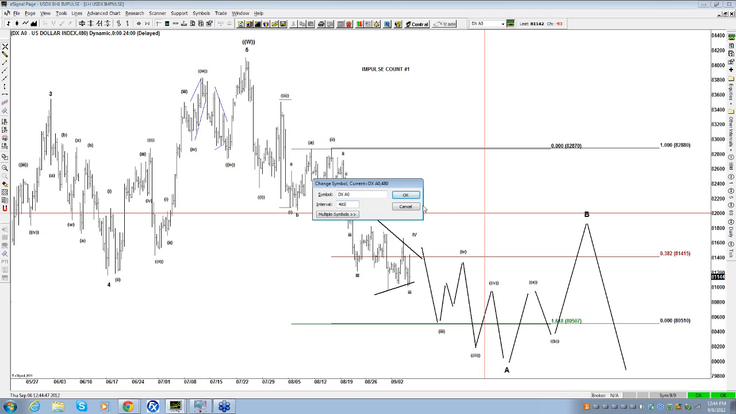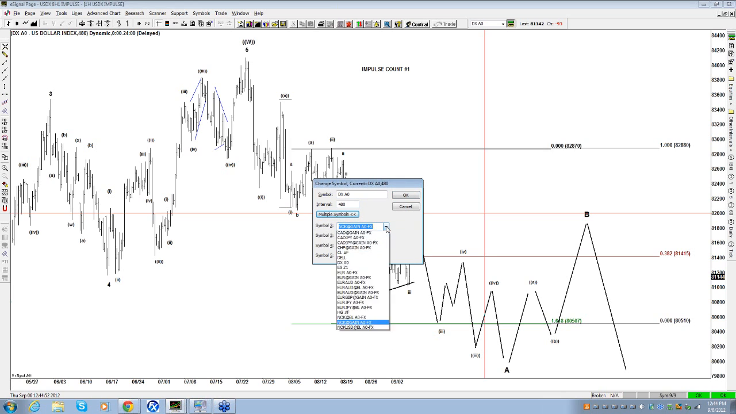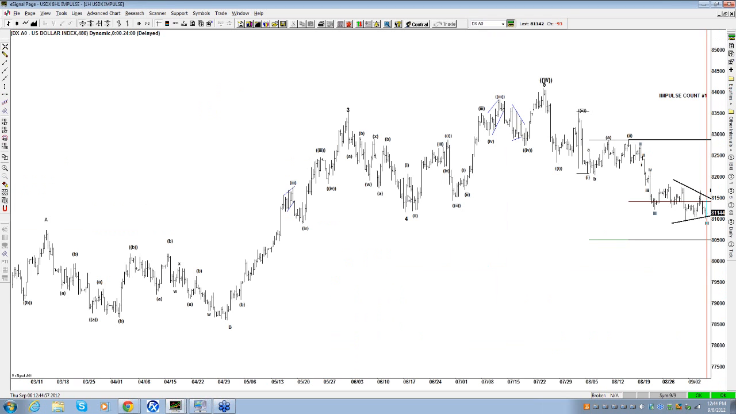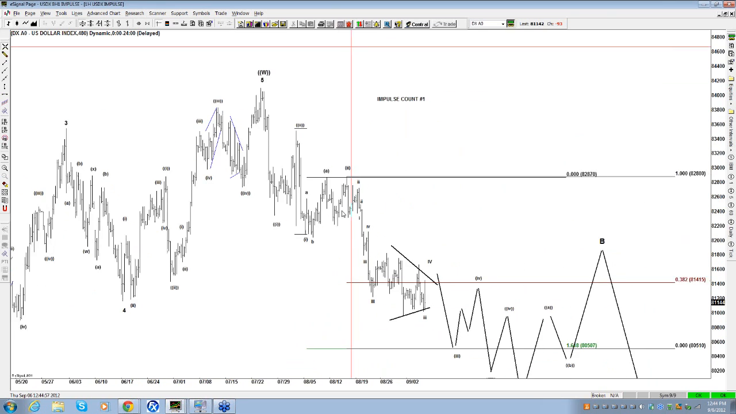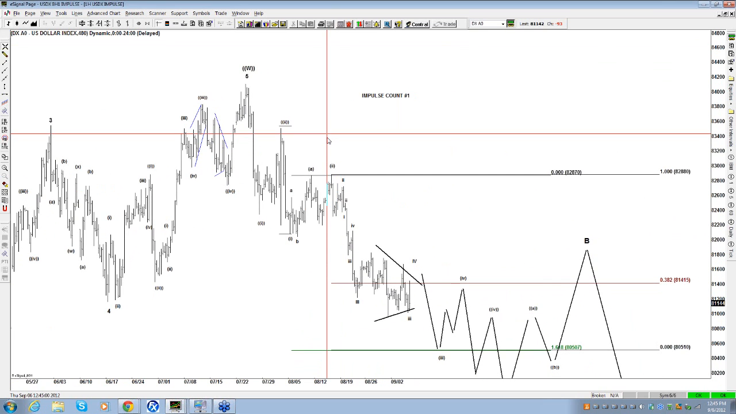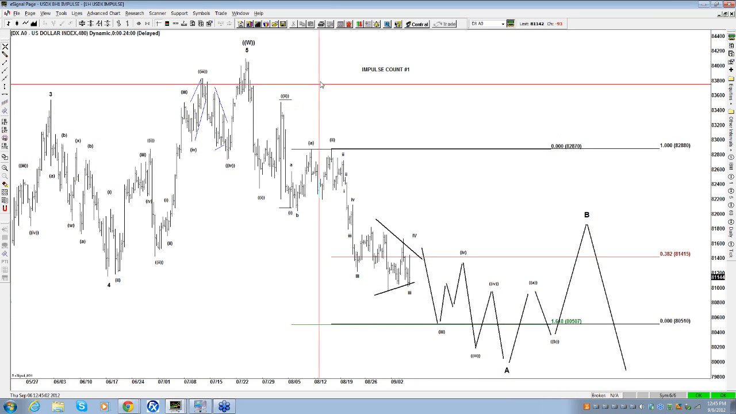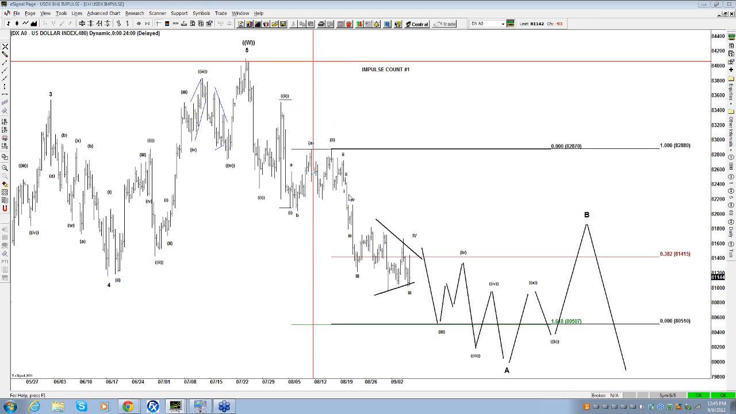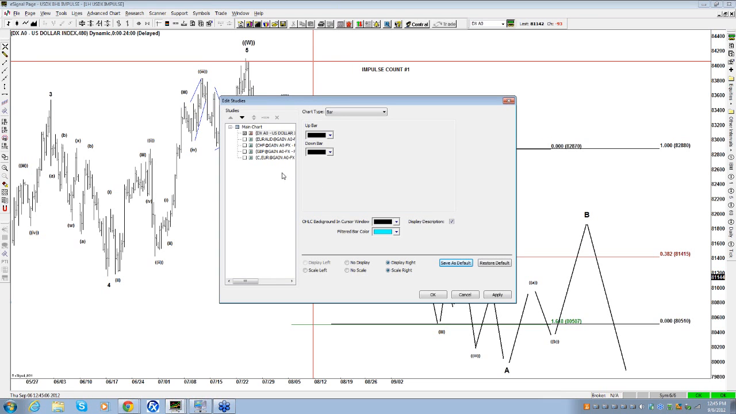This is the 8-hour chart of the dollar. And look, if you add a pair like the Euro Aussie to this chart, you're going to be surprised at what you find out. Look, this is the Euro Aussie.